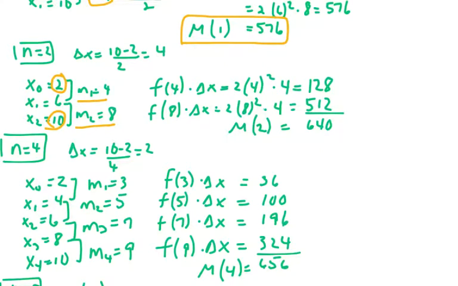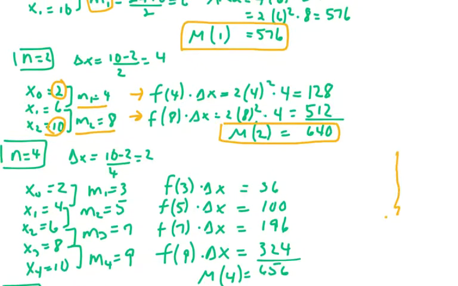And compute the area of both of these rectangles. Here's rectangle 1, rectangle 2, using the midpoint rule. And you get an approximation for m of 2 to be 640. And you can see we're starting to narrow in on that exact value. It's still not great, but we're doing okay.